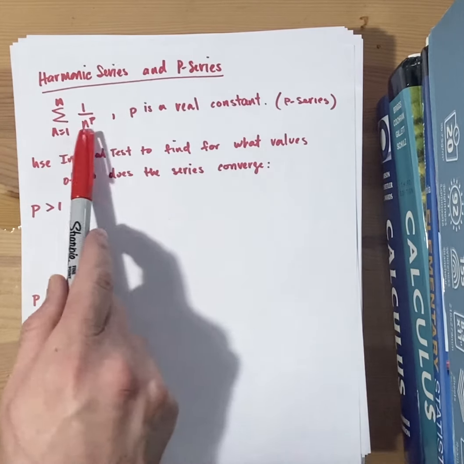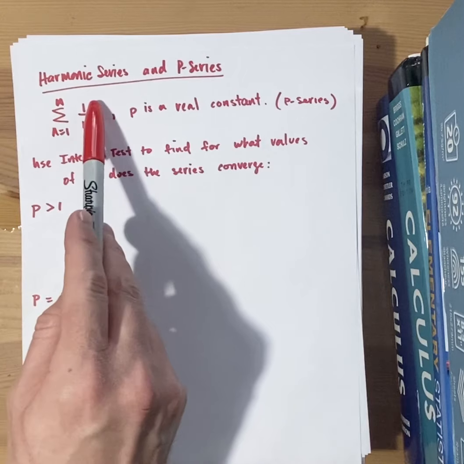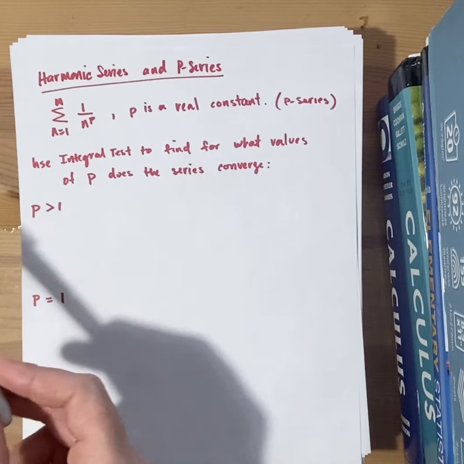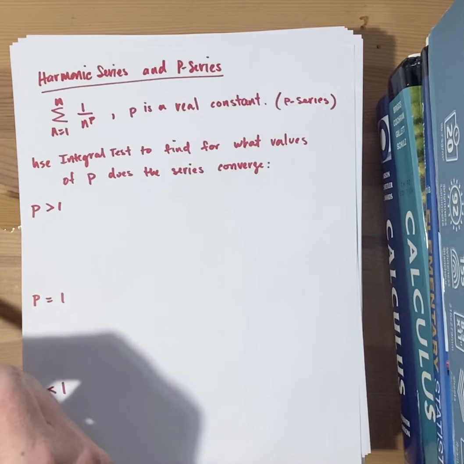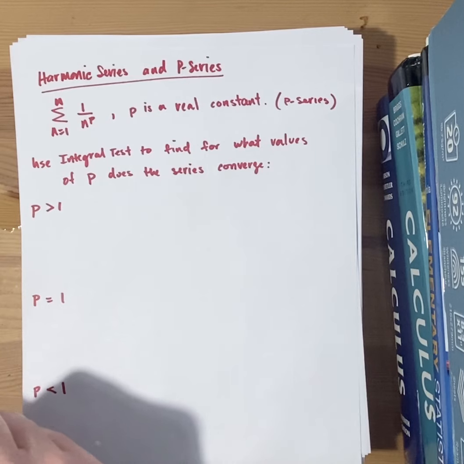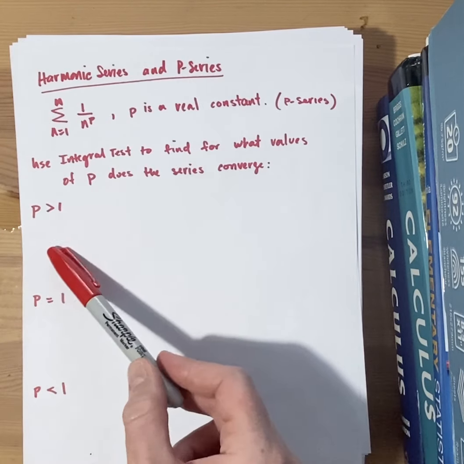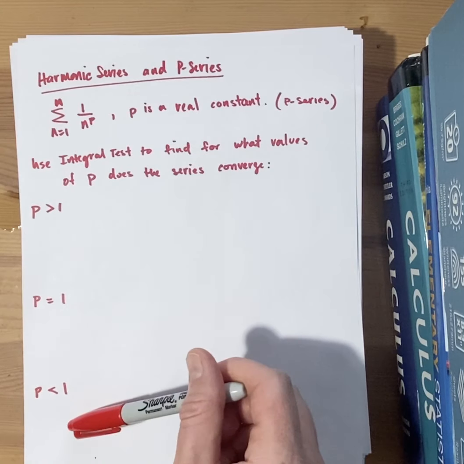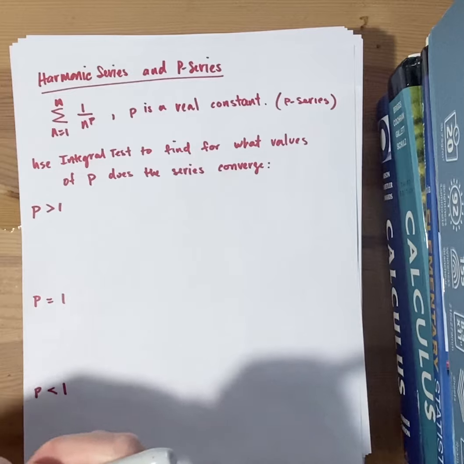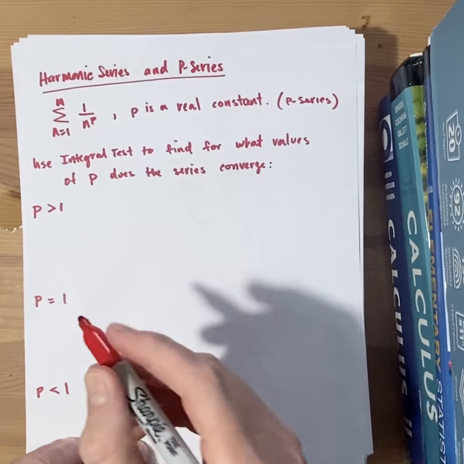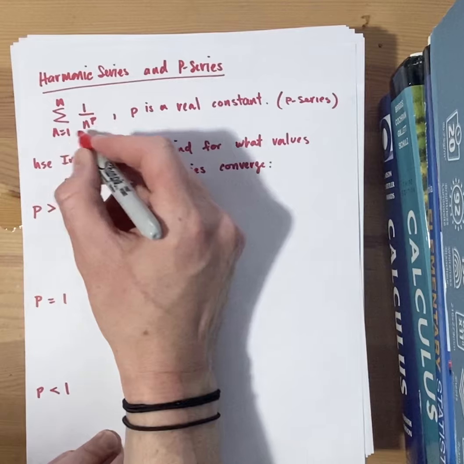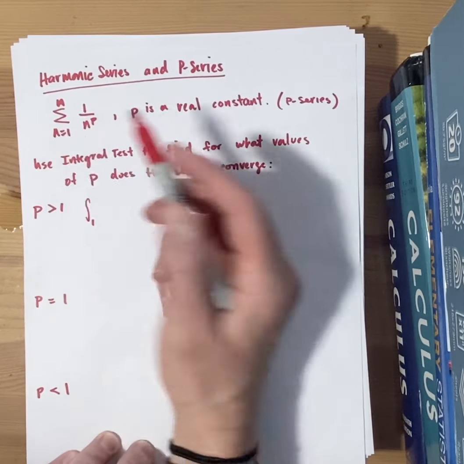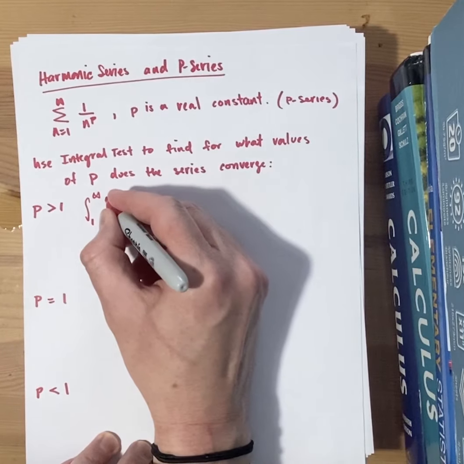So a P series is going to look like this, where you have 1 over n to the p power. So p could be any real number, and we call that a P series. Now there's a couple rules, whether p is greater than 0, greater than 1, equal to 1, or less than 1. So when we do an integral test, what you're basically doing is taking the integral of the sequence from where n starts at 1 to infinity of this.